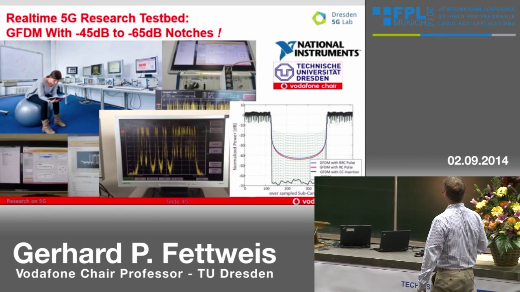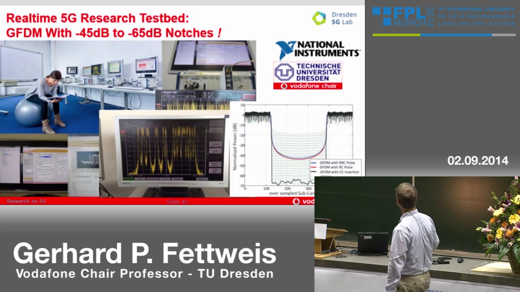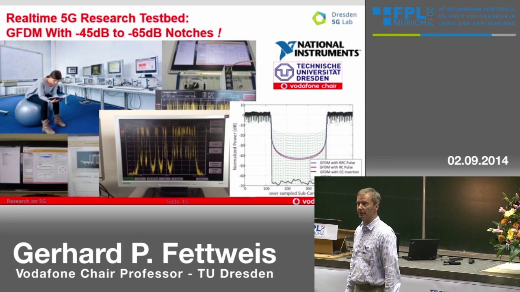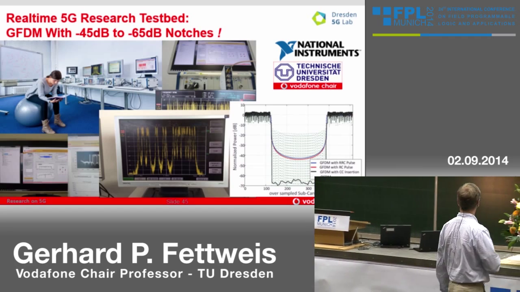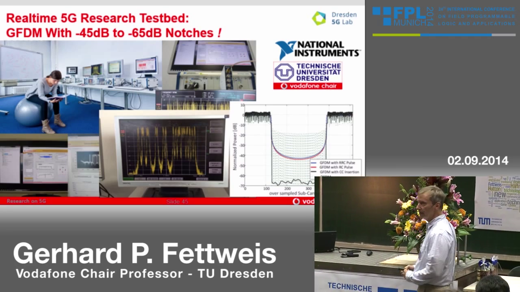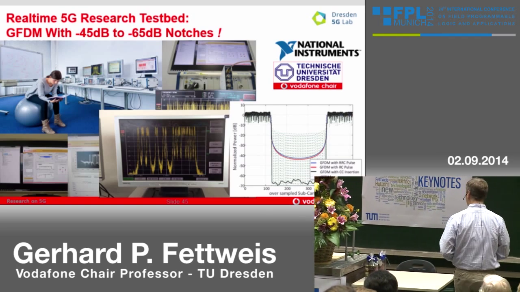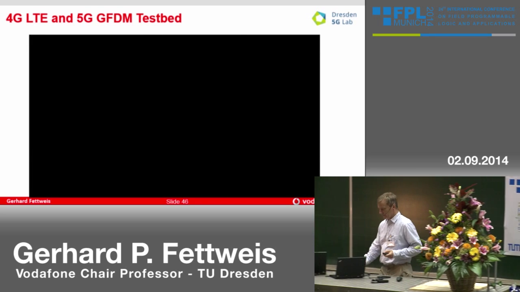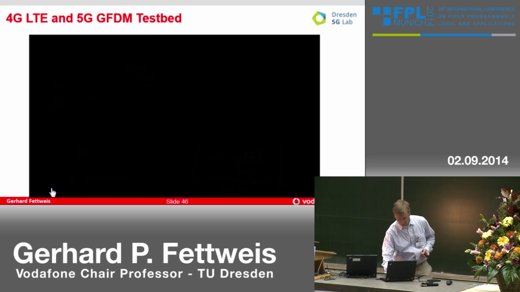Does this work? We can show it works in the lab. Here you see a GFDM with more than 60 dB attenuation, the black line. The OFDM is this guy with 13 dB to 18 dB attenuation. So in OFDM, we have to put in all these soft filter components, discrete filter components. With GFDM, yes, it needs at least three times more signal processing power, but we can build these modems very nicely.